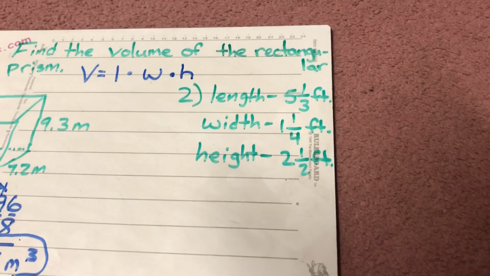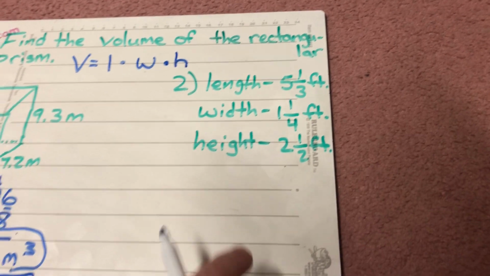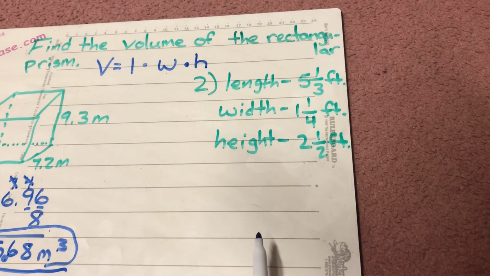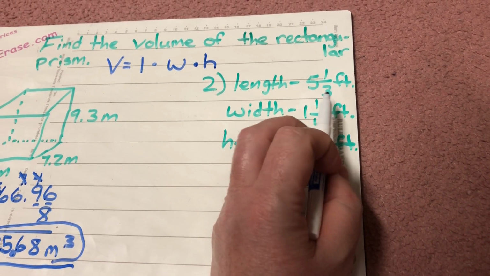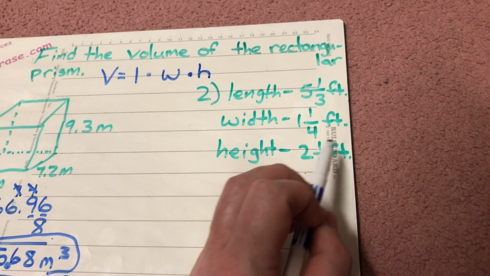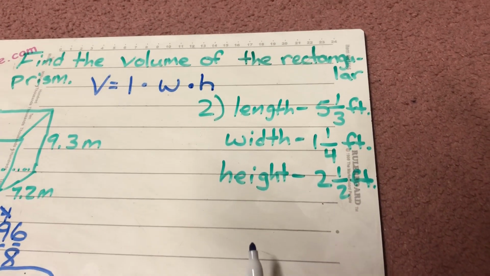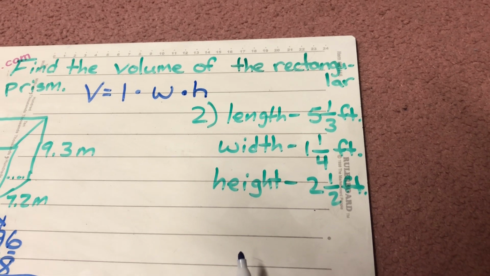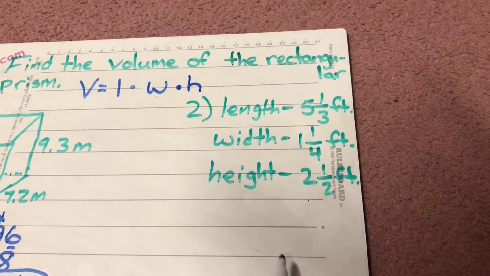Now, sometimes you're not actually going to get a picture. Sometimes it's just going to give you dimensions. Like it's going to tell you that the length is 5 1/3 feet, the width is 1 1/4 feet, the height is 2.5 feet. All right, and so you're just going to have to go and multiply them.